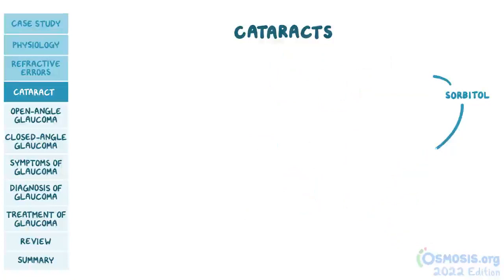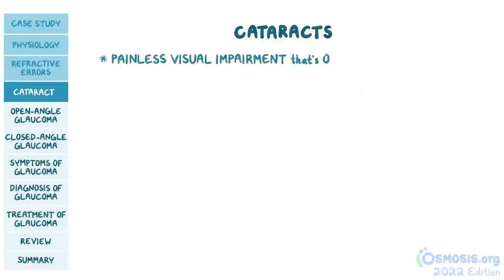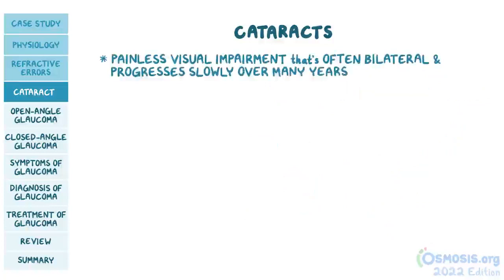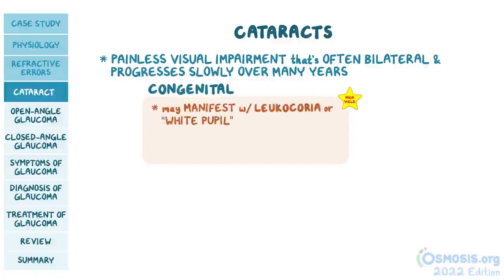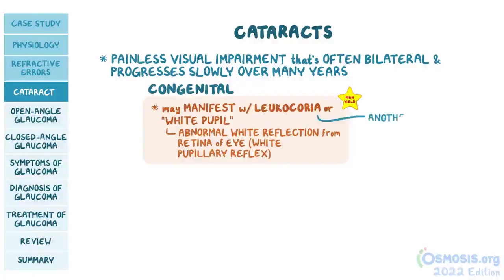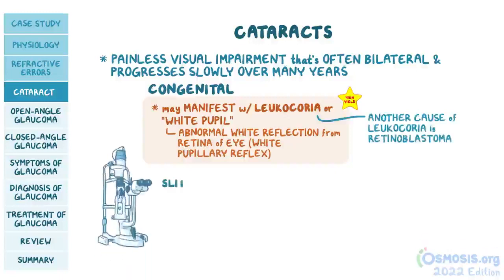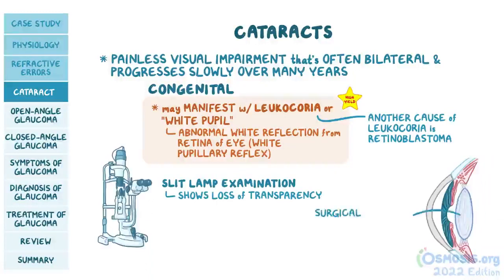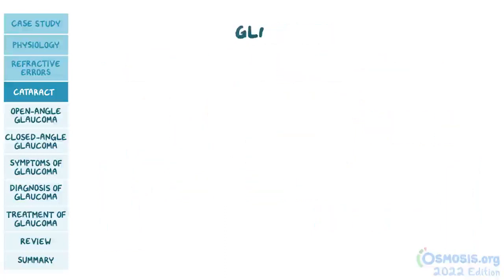Now, the main symptom of cataract is painless visual impairment that's often bilateral and progresses slowly over many years. For your exams, bear in mind that congenital cataract may also manifest with leukocoria or white pupil, which is an abnormal white reflection from the retina of the eye, also called a white pupillary reflex. Remember that another cause of leukocoria is retinoblastoma. Diagnosis of cataracts includes slit lamp examination, which shows loss of lens transparency, and treatment is surgical removal of the lens nucleus. Another high-yield ophthalmologic condition is glaucoma.